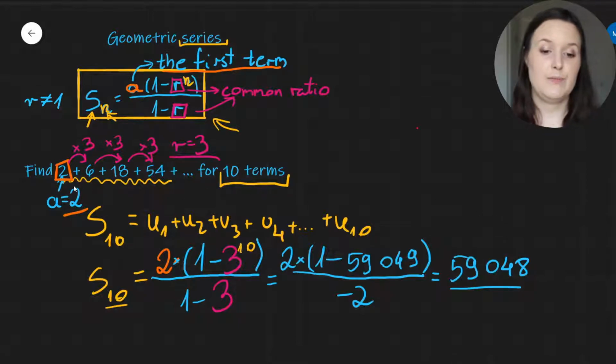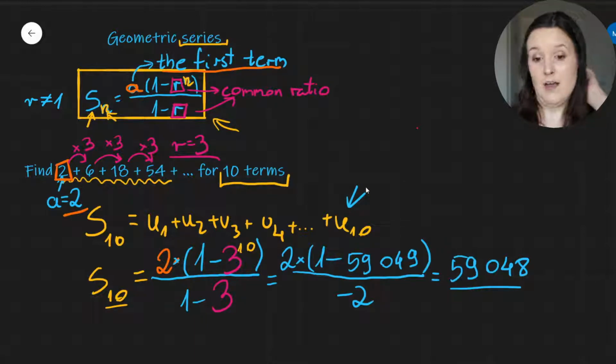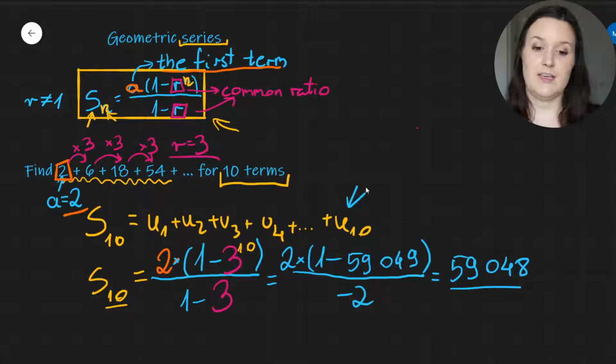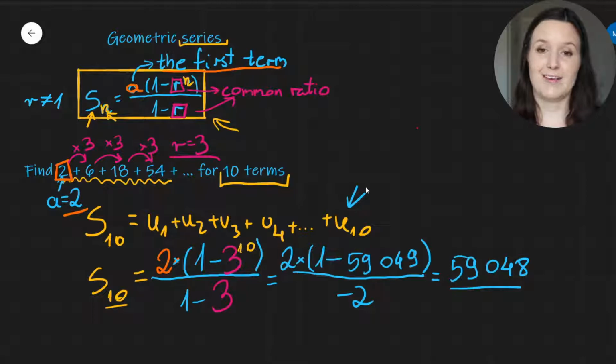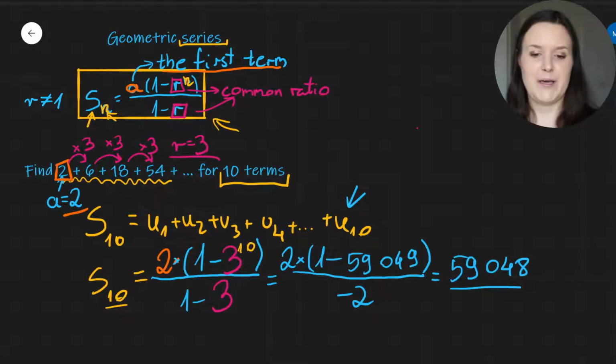If I add 2 plus 6 plus 18 plus 54, and I continue adding up to the 10th term, I get 59,048. Whew, that's a lot. So definitely listing them all and adding them up is not recommended. It would be more time consuming.